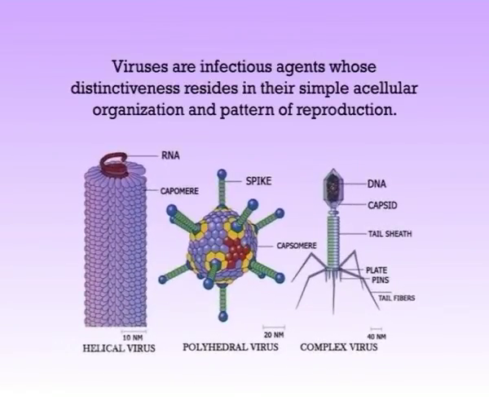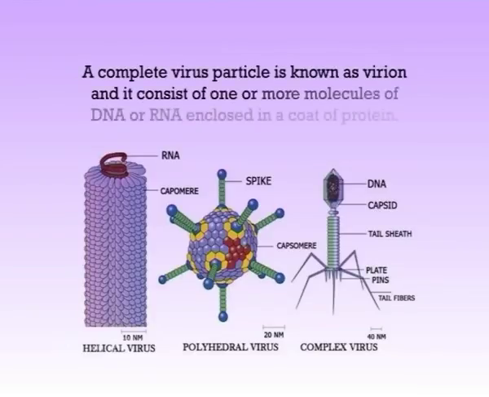Now coming to viruses. Viruses are infectious agents whose distinctiveness resides in their simple acellular organization and pattern of reproduction. A complete virus particle is known as a virion, and it consists of one or more molecules of DNA or RNA, which is enclosed in a coat of protein. Viruses exist in two phases. The first one is intracellular and the second one is the extracellular phase.